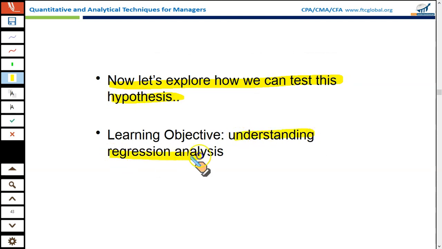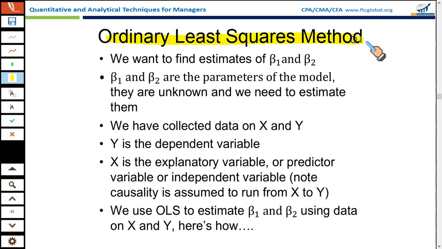Objective: understanding regression analysis, the ordinary least squares method. It's a statistical technique we use to estimate the parameters of a linear regression model. We want to find estimates of beta 1 and beta 2 for our regression model. So these parameters will help us understand how changes in the predictor variable X will associate with the dependent variable Y. So the parameters that we're going to estimate are beta 1 and beta 2. They are called coefficients in the regression model.